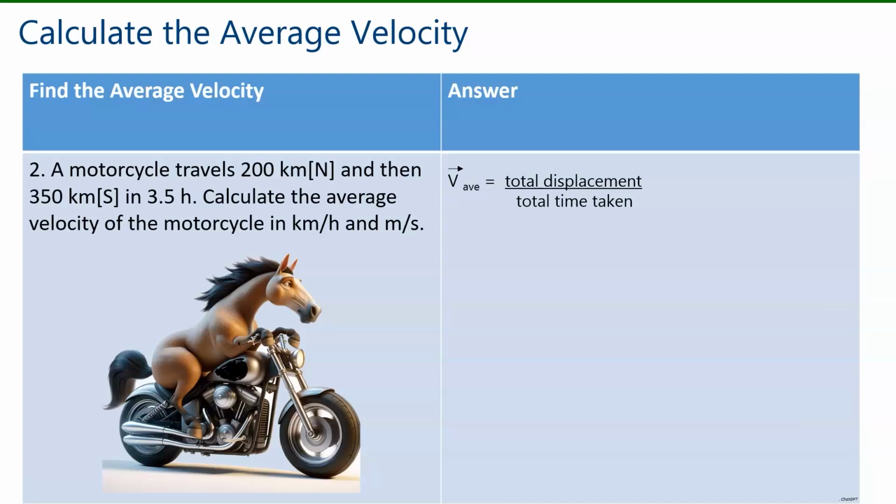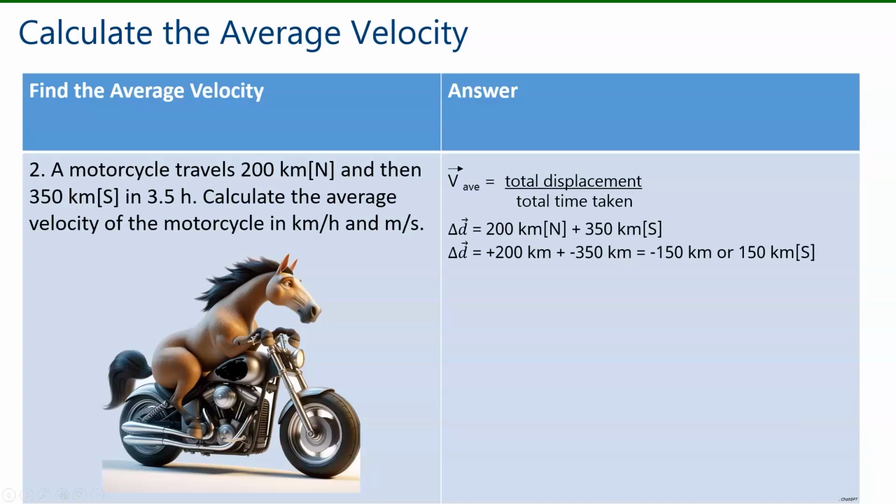To calculate average velocity, we're going to find the total displacement divided by the total time taken. For a total displacement, we had 200 kilometers north plus 350 kilometers south. Remember, we're going to change our symbols into positive and negative, and north is positive and south is negative. So we have positive 200 kilometers plus negative 350 kilometers gives us negative 150 kilometers, or that is 150 kilometers south. In this case, our total time taken was 3.5 hours, and we don't have to do any calculations on the time.